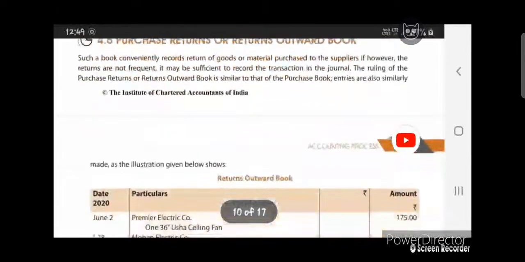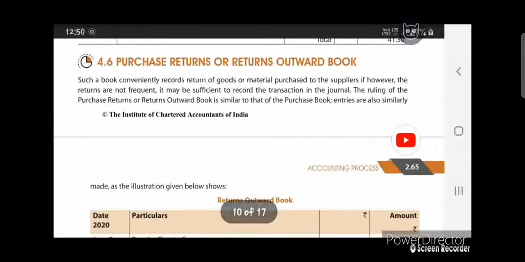Next is purchase return or return outward book. A book that conveniently records the return of goods or material purchased to the supplier. These returns are not frequent. It is a book where you write the return of the goods, but the returns are not frequent. They will return, say, in 1 month, 2 months, like that.